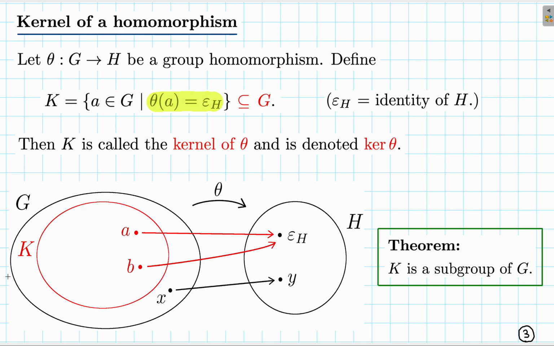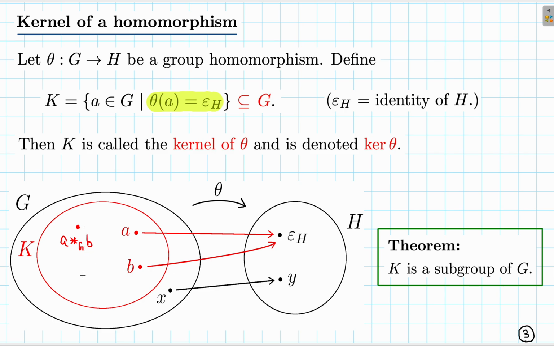We know it lives in G because G is a group and G is closed, but we need to show that the product is in the kernel. So we want A times B to be in K. And I left a little space there to denote the fact that we're multiplying them inside G, so we're using the operation of G.